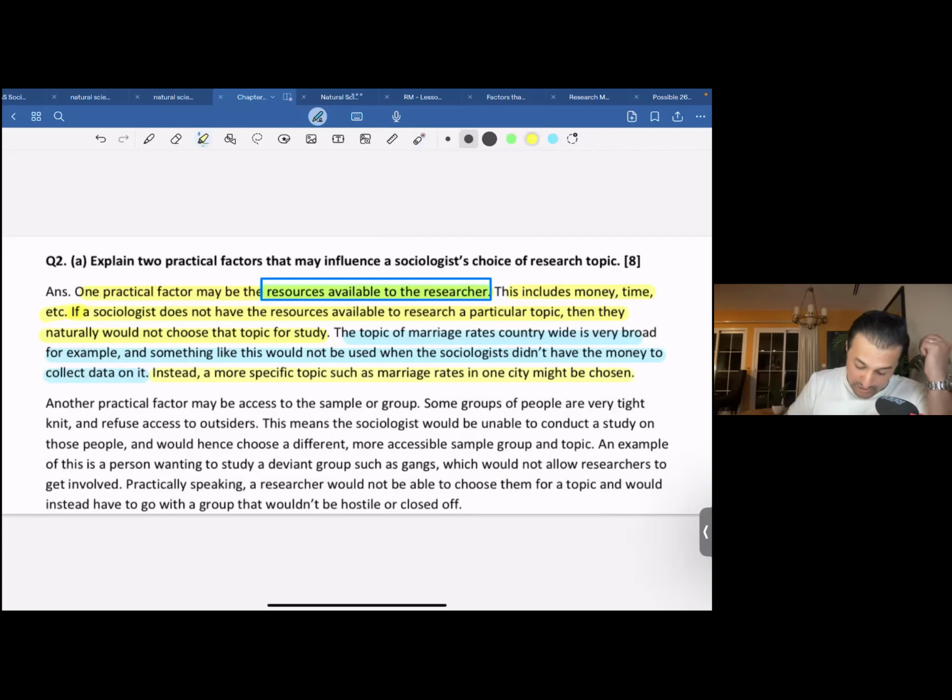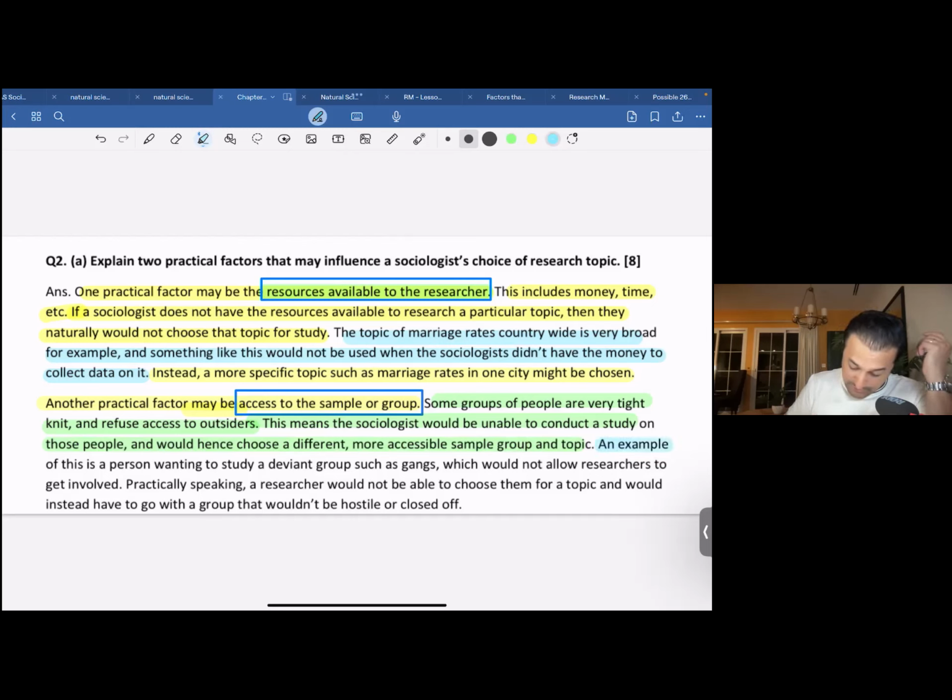So the second point, another practical factor may be the access to the sample group. Accessibility, right? This is what we just spoke about. Some groups of people are very tight knit and refuse access to outsiders. This means the sociologist would not be able to conduct a study on those people and would hence choose a different, more accessible sample group and topic. So the second point, the explanation of the point you had identified.